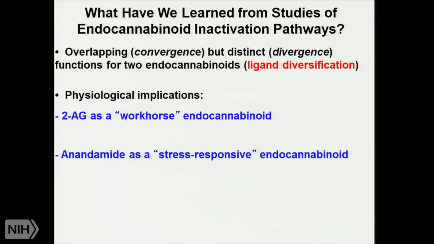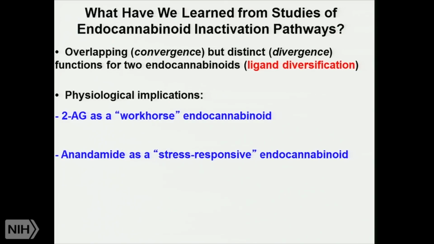One might consider anandamide more of a stress-responsive endocannabinoid, which is why animals that lack FAAH are relatively normal, but then reveal a variety of interesting phenotypes. I've only reviewed a subset for you here that are more related to stress and stress-responsive.